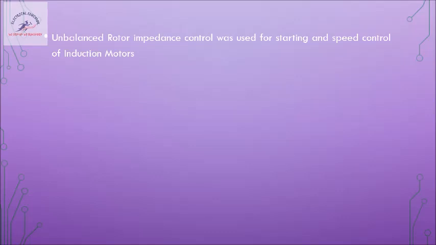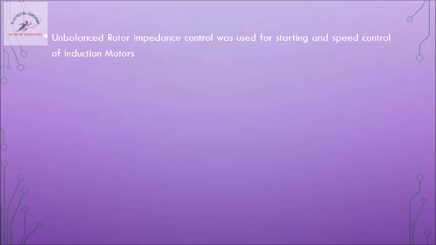Now, unbalanced rotor impedance means the rotor resistance per phase and rotor reactance per phase that we consider in the equivalent circuit will not be equal for all three phases, just like the unbalanced voltages. This unbalanced rotor impedance control method was used for starting the induction motor and later to control its speed. It is one of the very ancient techniques.